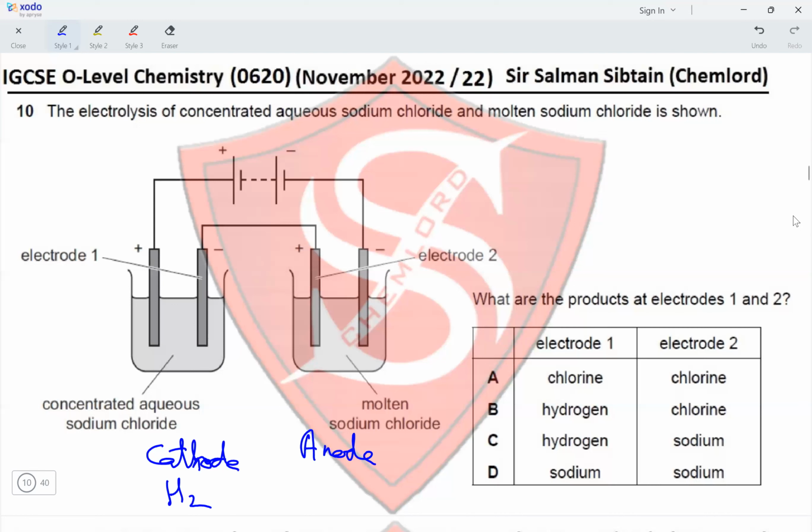And what would be produced at the anode via oxidation? That would be, this is molten sodium chloride, so that would be chlorine gas. So electrode 1 has hydrogen being produced, eliminating options A and D, and electrode 2 has chlorine being produced, eliminating option C, making option B the correct option for this question.